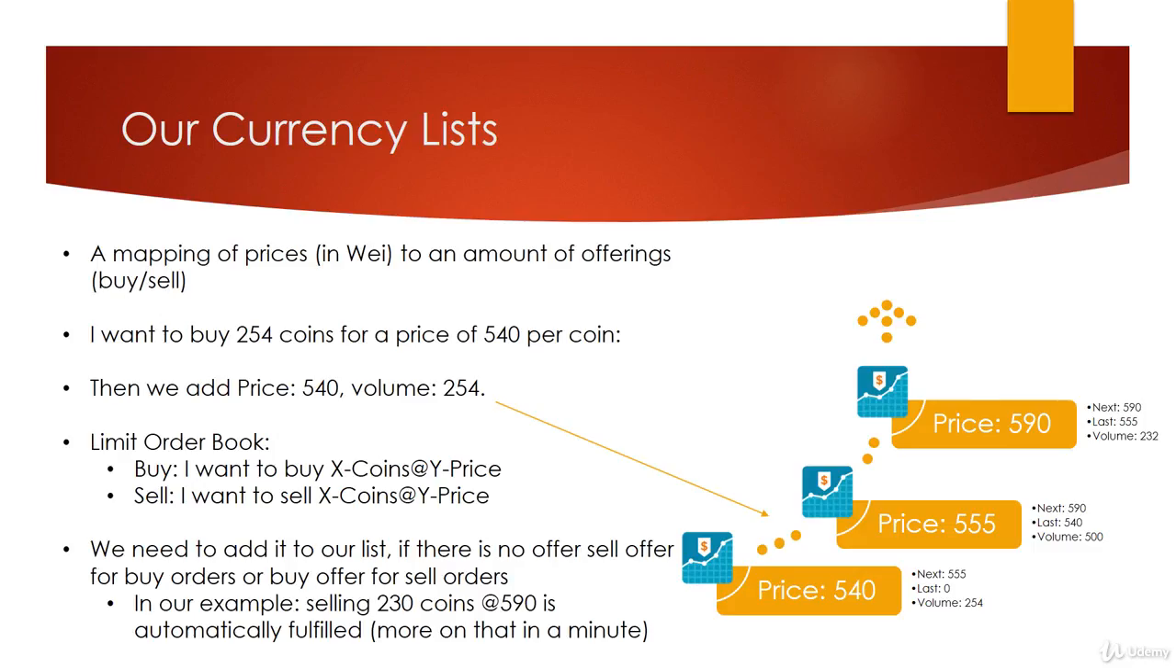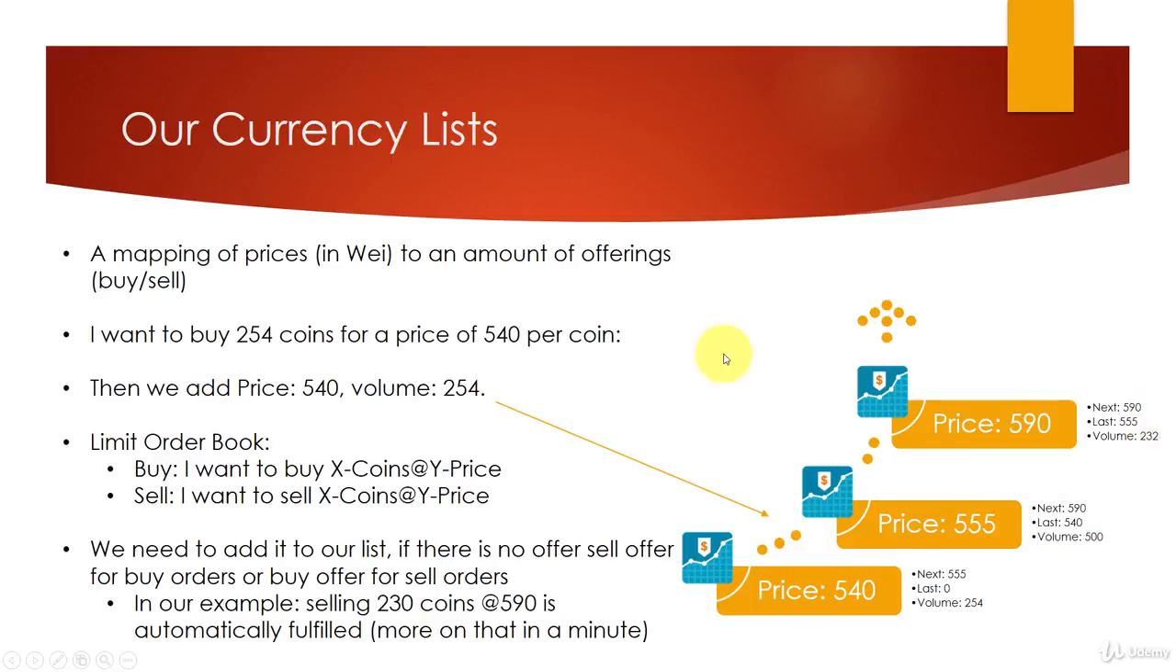Now, how does that look with our actual data structure in our contract? There we have a mapping of prices in wei to an amount of offerings, and the offerings are a mapping itself again and a struct. So we have a mapping for a price of 540. We have, let's say, a volume of 254. And for a price of 555, we have a volume of 500. And for a price of 590, we have a volume of 232.